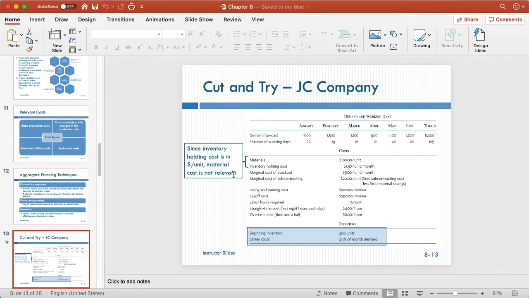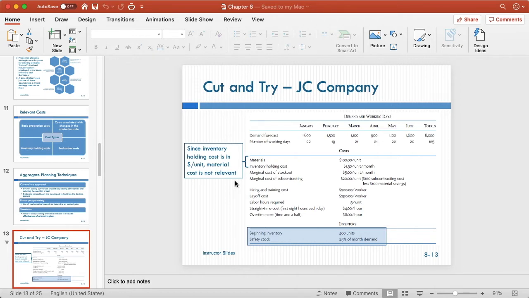Here on the left-hand side, you can see that the material cost is not actually relevant. What it means is, you can view it like this: no matter under which strategy, your final target is just to produce enough products to feed the market demand, right?